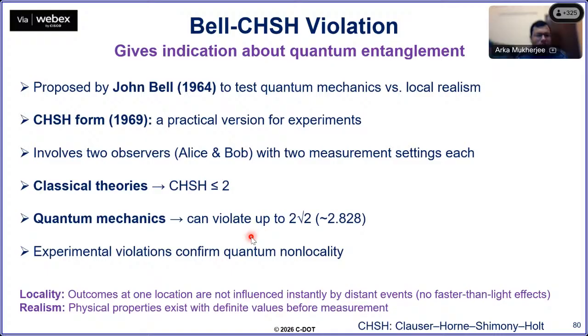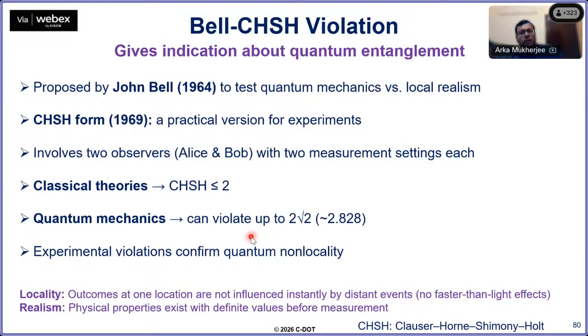The concept of realism states that physical properties exist with definite values even if we don't measure them. Suppose there is a ball: even if we don't measure it, its mass is there. But in quantum mechanics, if we don't measure, we don't know what the value will be. If we measure at Alice, we don't immediately know the value at Bob. That's why this violates the property of local realism.